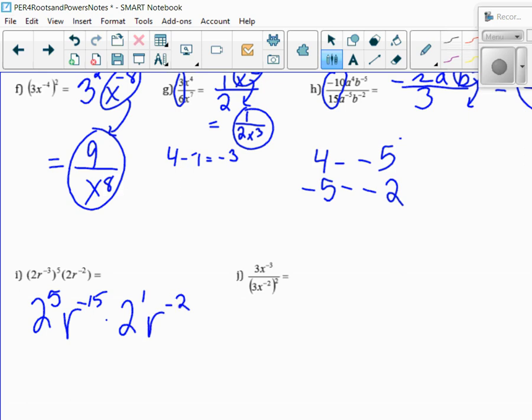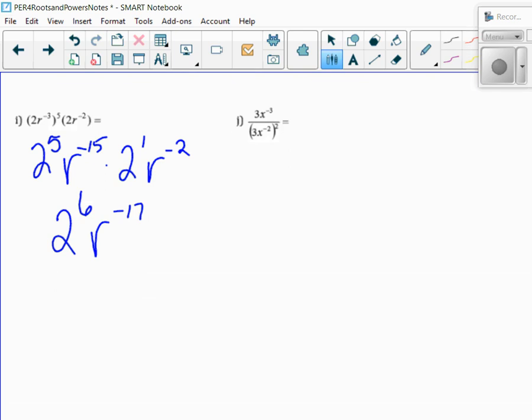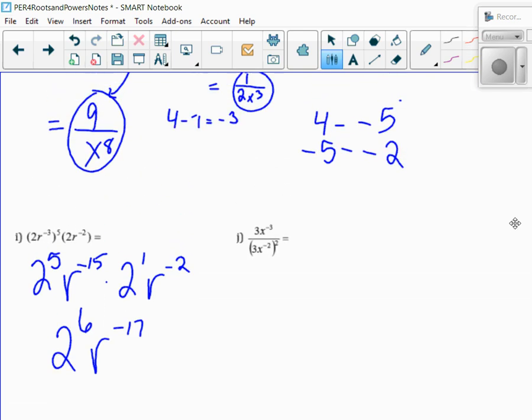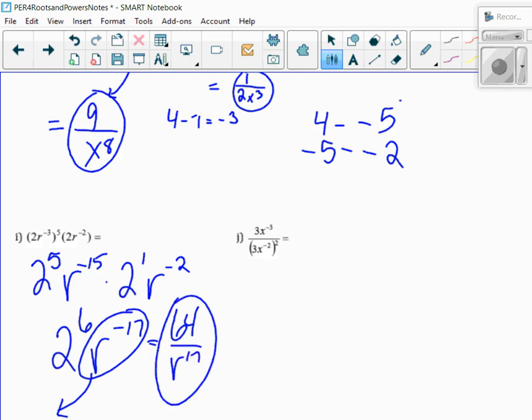I highly recommend, if it doesn't have an exponent, put the 1 there so you remember now when I'm multiplying the same base, I add, because I saw a mistake for a few people. They didn't add 5 and 1 to make 2 to the power 6, r to the power negative 17. I cannot keep my answer like that, so what do I do? Yes, I'm going to move the r to the power 17 to the bottom. And what's 2 to the power 6? 64 over r to the power 17 as my final answer.